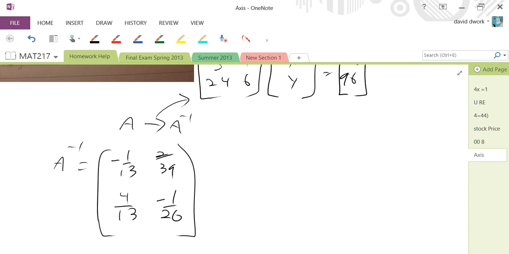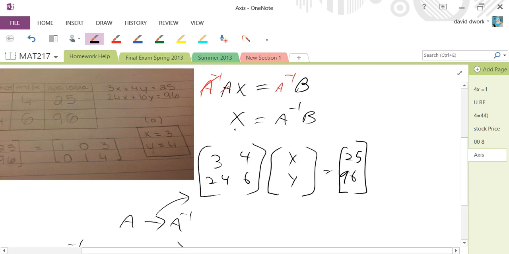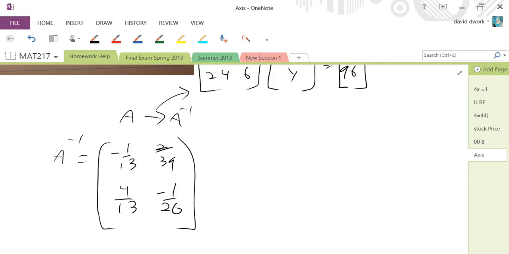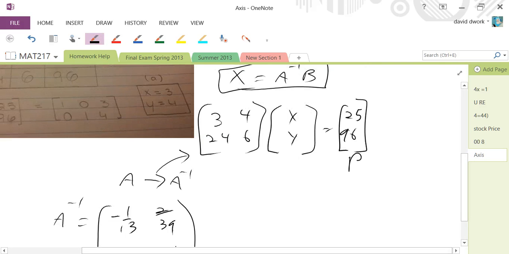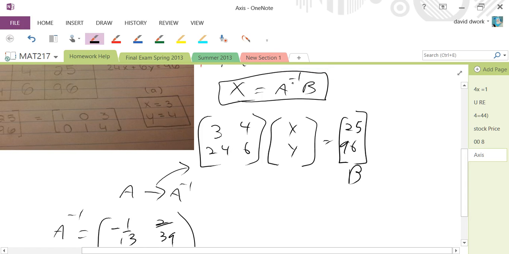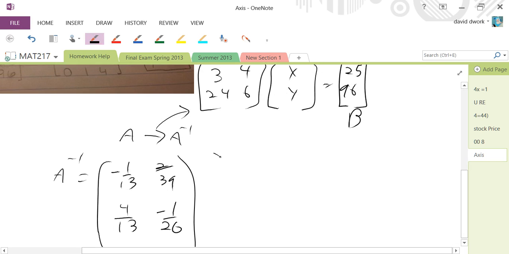Okay, so now that we have our inverse matrix, now the math becomes relatively simple because as you can see from our general formula, it just comes from X equals A inverse times B. So there's our A inverse, and our B stays the same. It's still 25/96. So we just have to do the multiplication. A inverse on the left, B on the right. So 25/96, and we do our multiplication, and we get our answer.